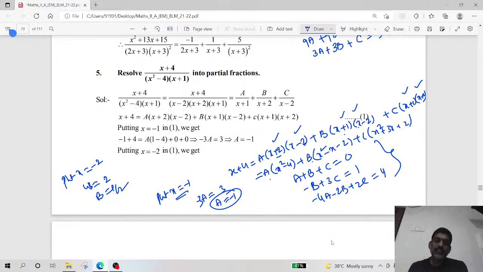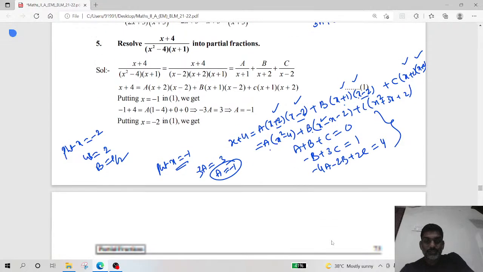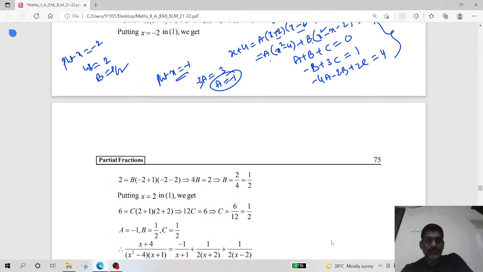Okay, next the c value. The c value is also similar. In a and b, what is common? x minus 2 is common. So place x equals 2. If you substitute x equals 2, then we can get the c value also.